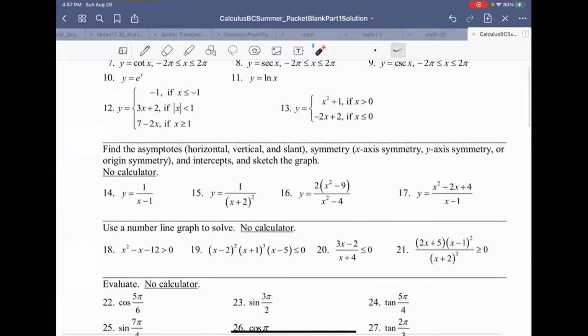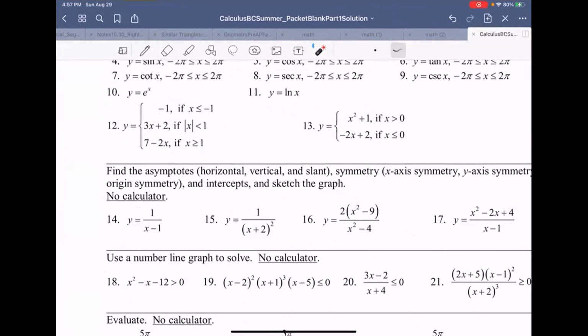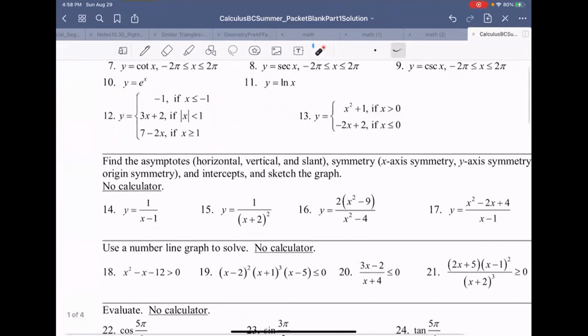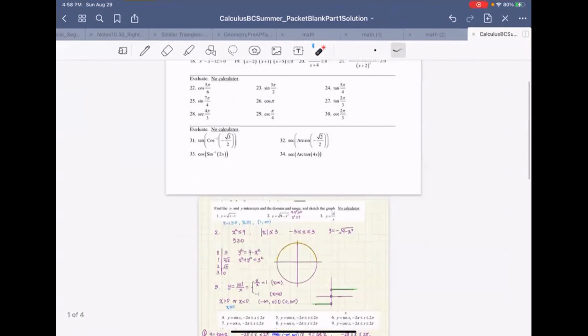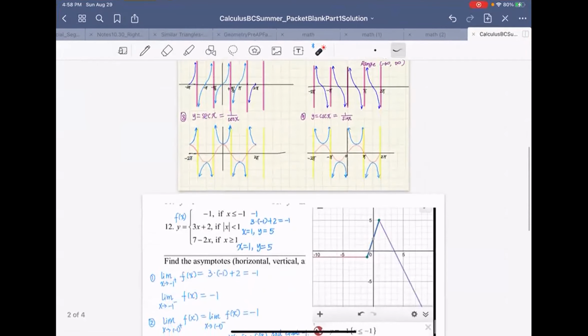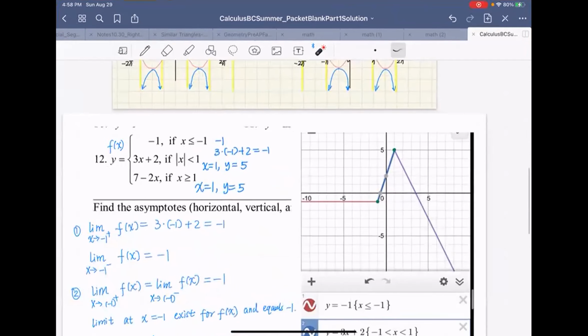Next is going to be the piecewise function. Look at the piecewise function, y equals this. In the domain, it is split into 3 different parts, okay? So at different x values, the graph will look different. Let's take a look. How do we draw question 12?